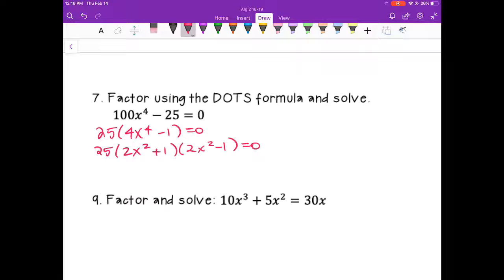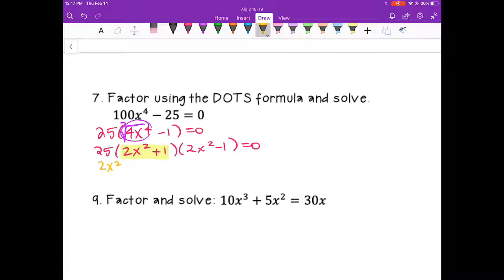I get 2x squared by thinking to myself, what do I have to take times itself in order to get 4x to the 4th? Or you can say, well, what's the square root? Square root of 4 would be 2, and the square root of x to the 4th would be x squared. Now, we won't be able to factor those any further. However, we are able still to set them both separately equal to 0. That's fine.